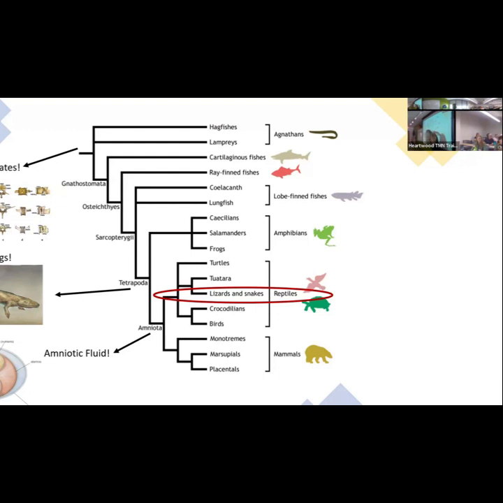And then we have turtles, tuataras, lizards, and snakes are very closely related to tuatara. Does anybody know what a tuatara is? One person. And then we have crocodiles and birds. Those are both archosaurs, which is very interesting to me.